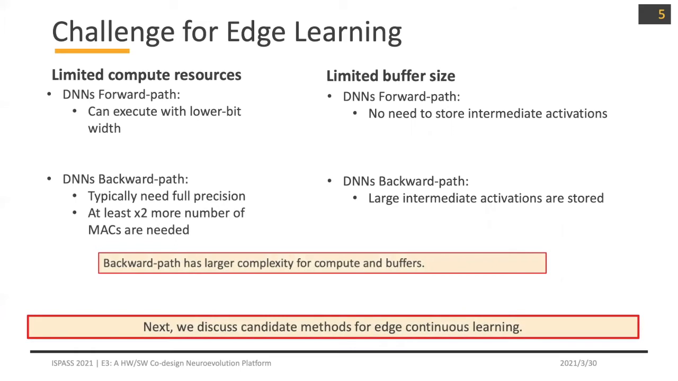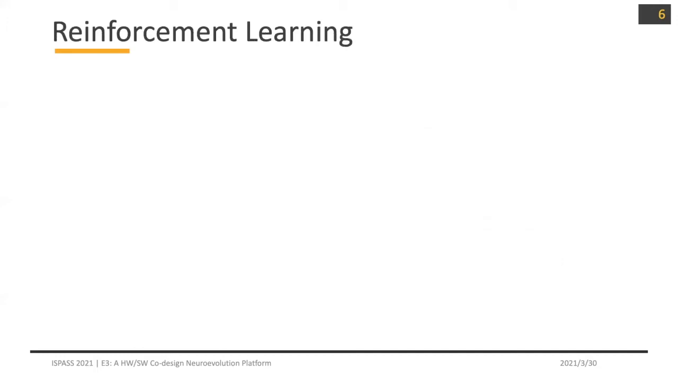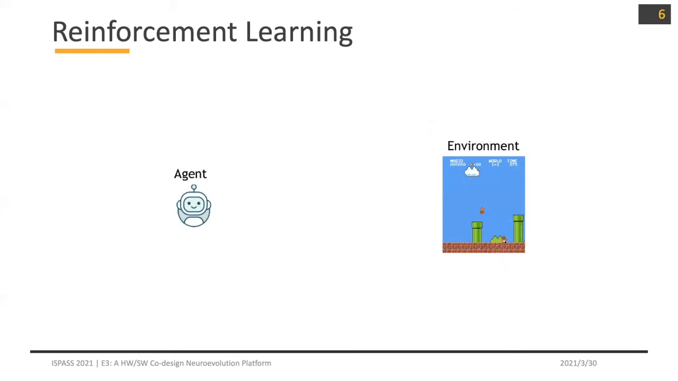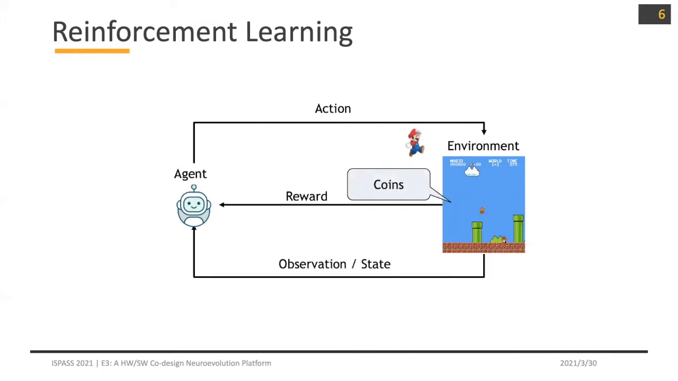Next, we discuss some candidate methods for edge continuous learning. First, reinforcement learning. Reinforcement learning has an agent and an environment. The agent takes actions in the environment, gathers the reward, observes the environment, and makes the next action. The iteration goes on until the environment terminates, and then the agent updates itself.